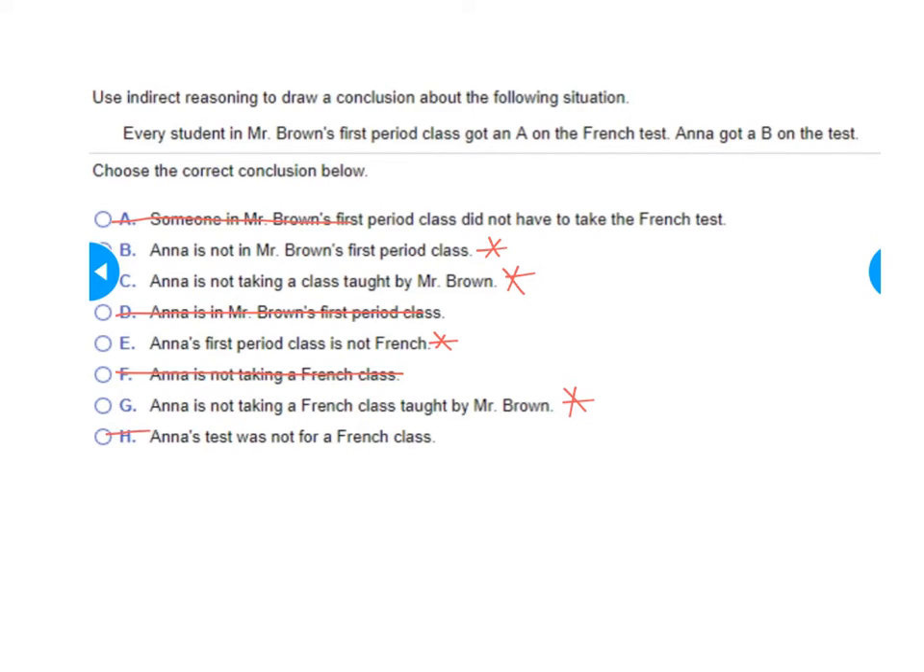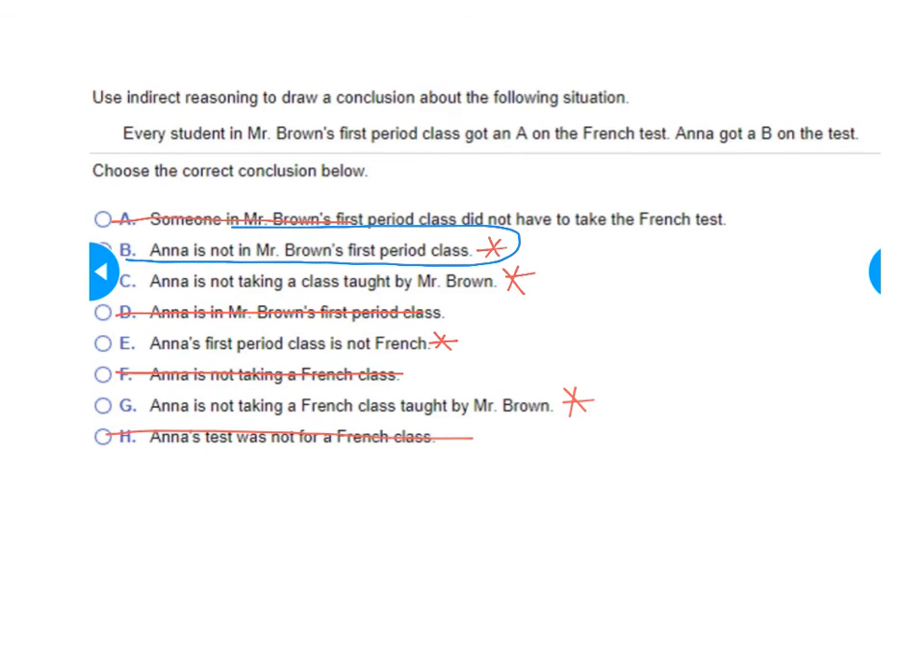Well, it was on this test, so we cannot do that one. Okay, so let's go back to the ones that we still have. So we said Anna is not in Mr. Brown's first period class. Anna is not taking a class taught by Mr. Brown. Anna's first period class is not French. Anna is not taking a French class taught by Mr. Brown. So I think our answer here is that Anna is not in Mr.